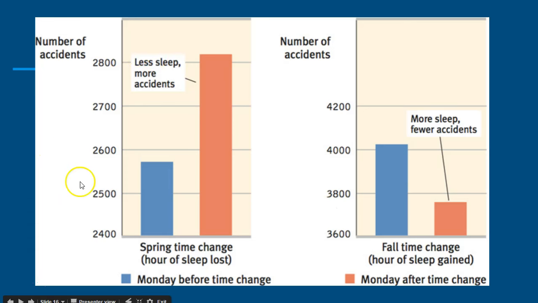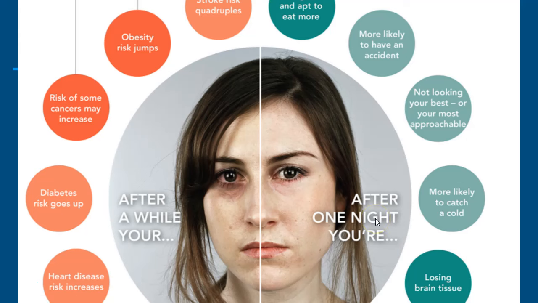Now, if you go to the spring, when we lose an hour, meaning we spring ahead, the Monday before the time change, look at that, accidents right here, below 2,600, and then after the time change, it's over doubled. It's doubled. Okay, so this shows that when we have more sleep, we're definitely better off.